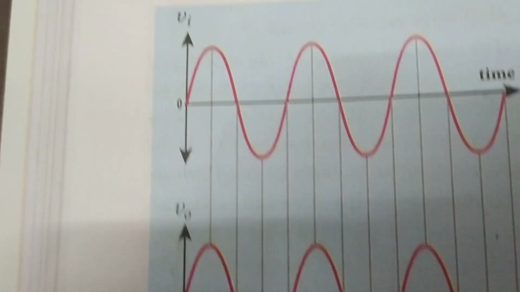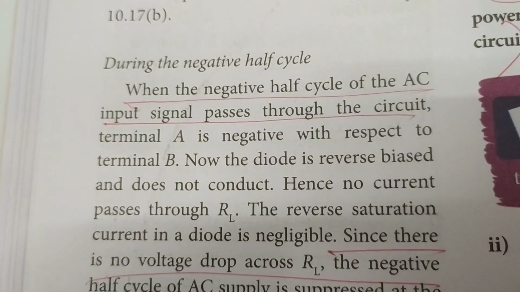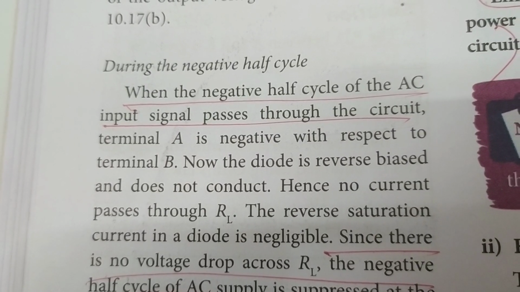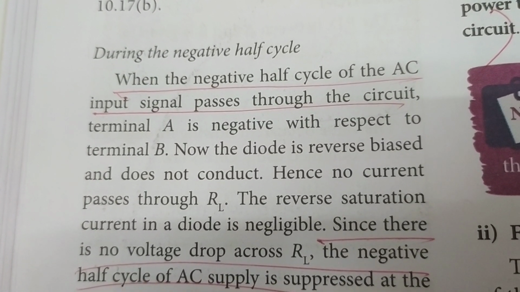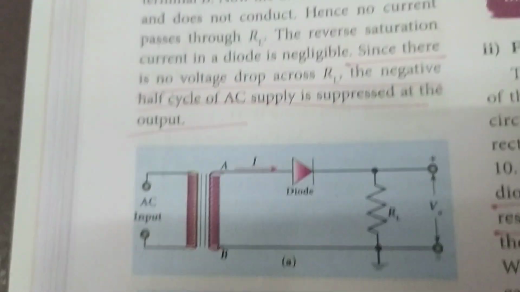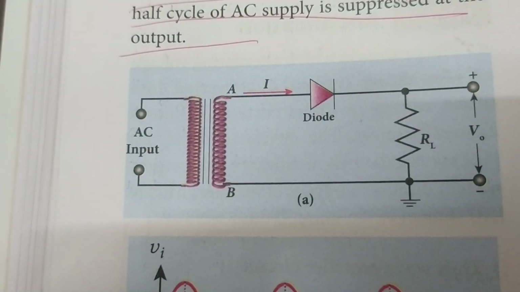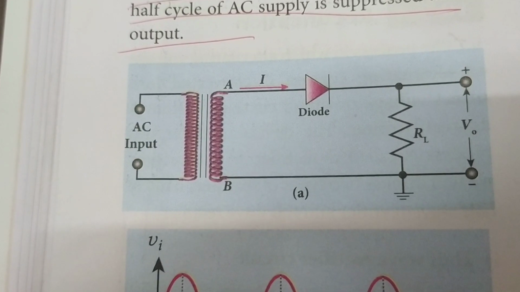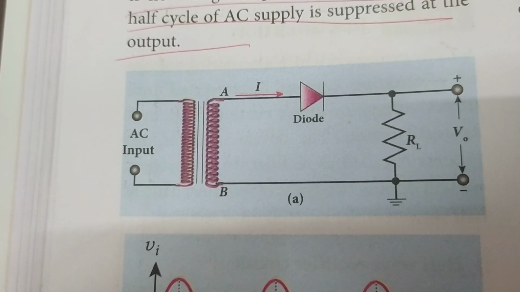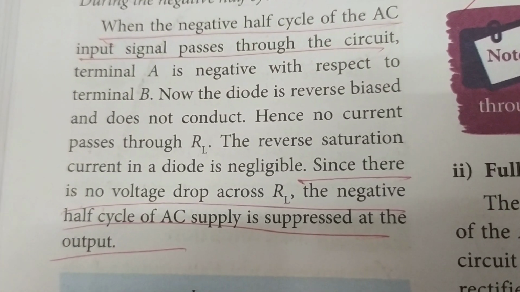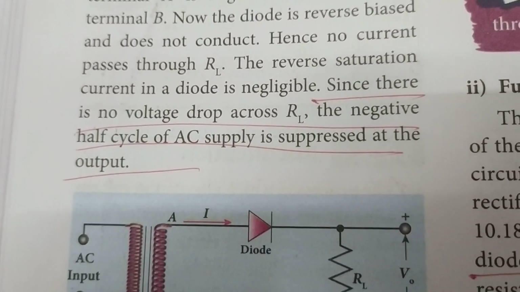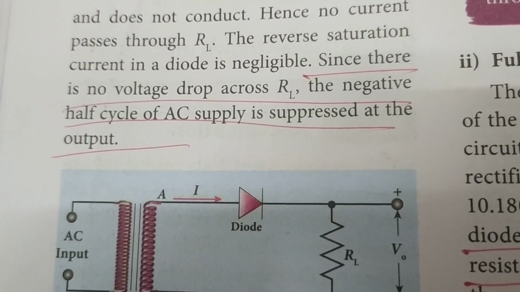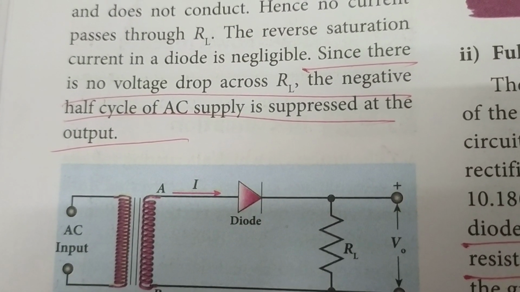And what happens during the negative half cycle? When the negative half cycle of the signal passes through the circuit, terminal A is negative with respect to terminal B. In such a case, you see this diagram. Now terminal A is negative, so the diode will not conduct. The diode is reverse biased and will not conduct. So there is no voltage drop across RL during the negative half cycle of the AC supply.